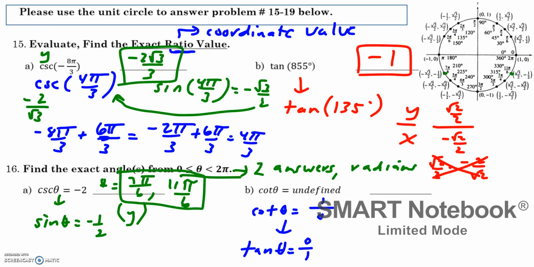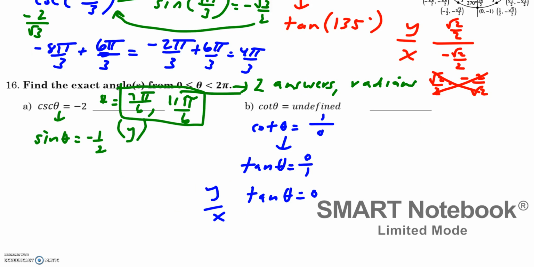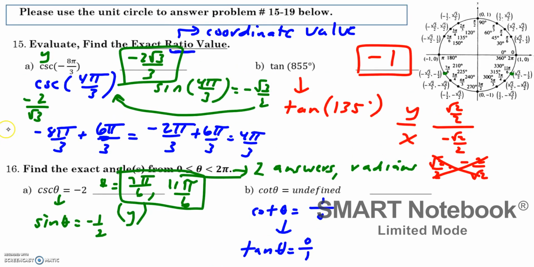So if I look at my unit circle, the two places where y divided by x is 0 would be here at 0 and here at pi, because 0 divided by negative 1 and 0 divided by 1 is 0. So my two answers for theta are 0 and pi.